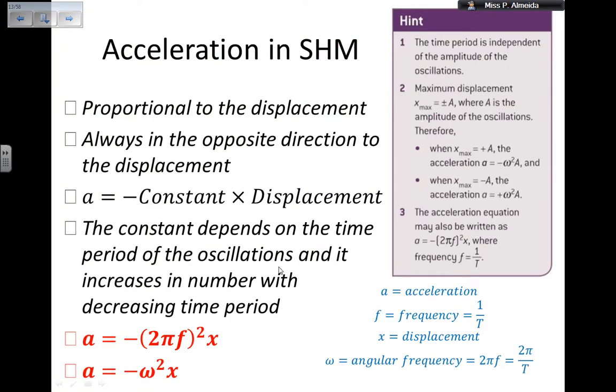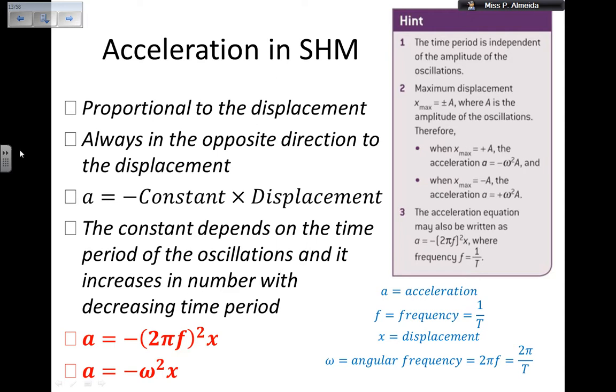Now, we are going to start focusing on the acceleration in simple harmonic motion. So I'm going to tell you the basics of the acceleration in simple harmonic motion. The acceleration is always proportional to the displacement. And then the acceleration is also always in the opposite direction to the displacement, as we saw already.